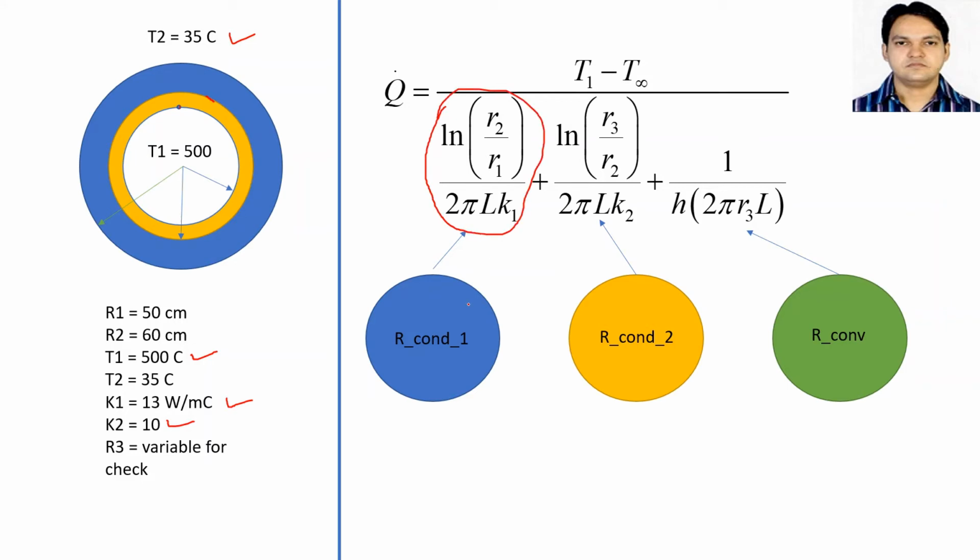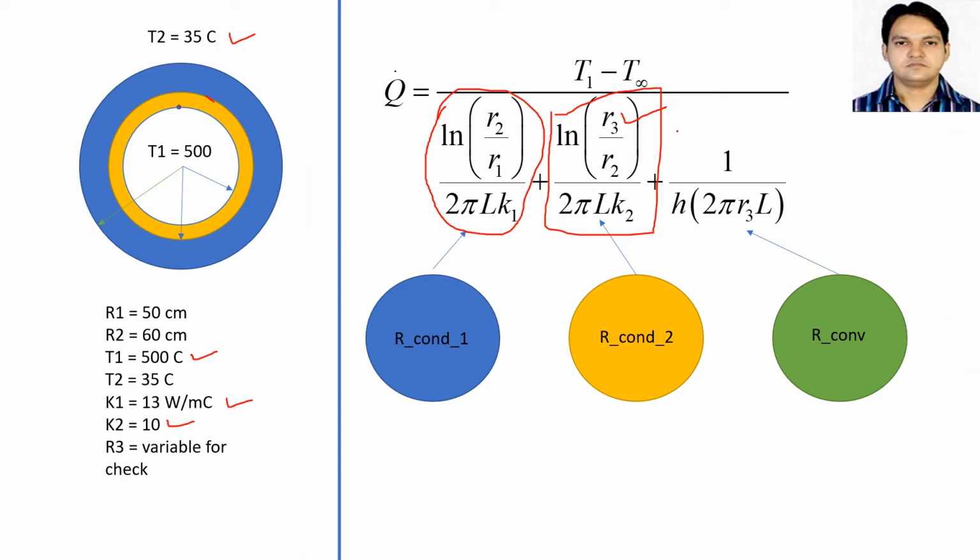Now we will check the two different resistances. First, the conduction resistance offered by the insulation. As you can see here, conduction resistance 2 is for the insulating material. It depends on R3; R2 is constant. So it is ln R3 upon R2 divided by 2 pi L into K2. Our task is to change the R3 value. Suppose we increase R3; the conduction resistance value will increase. As this is in the denominator, the sole effect of this will be a decrement in heat transfer rate.